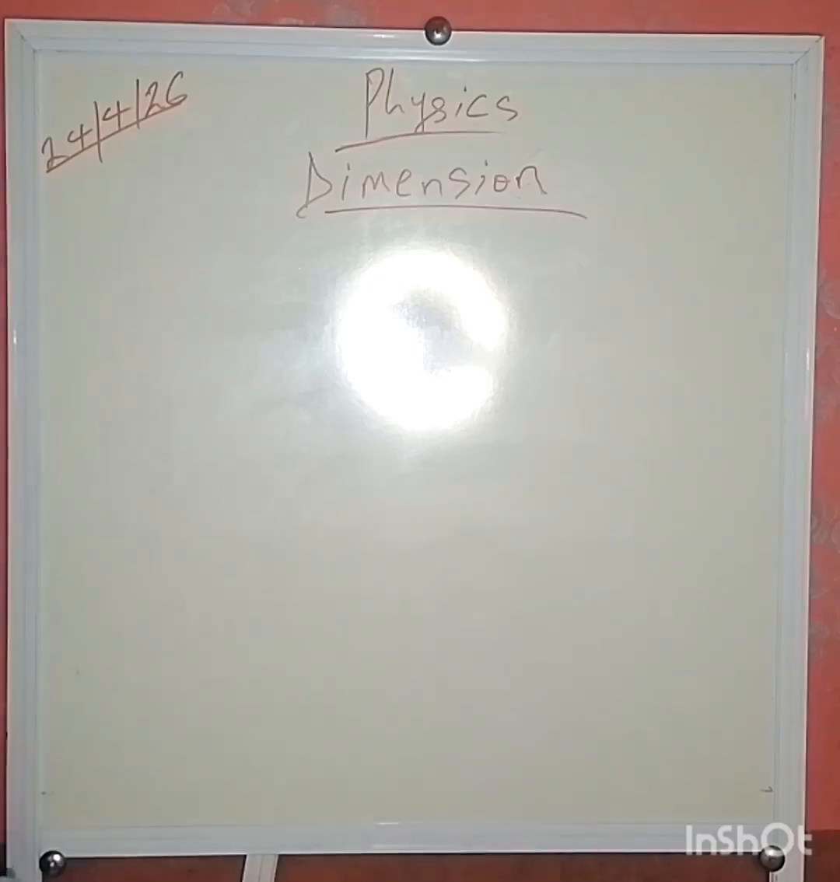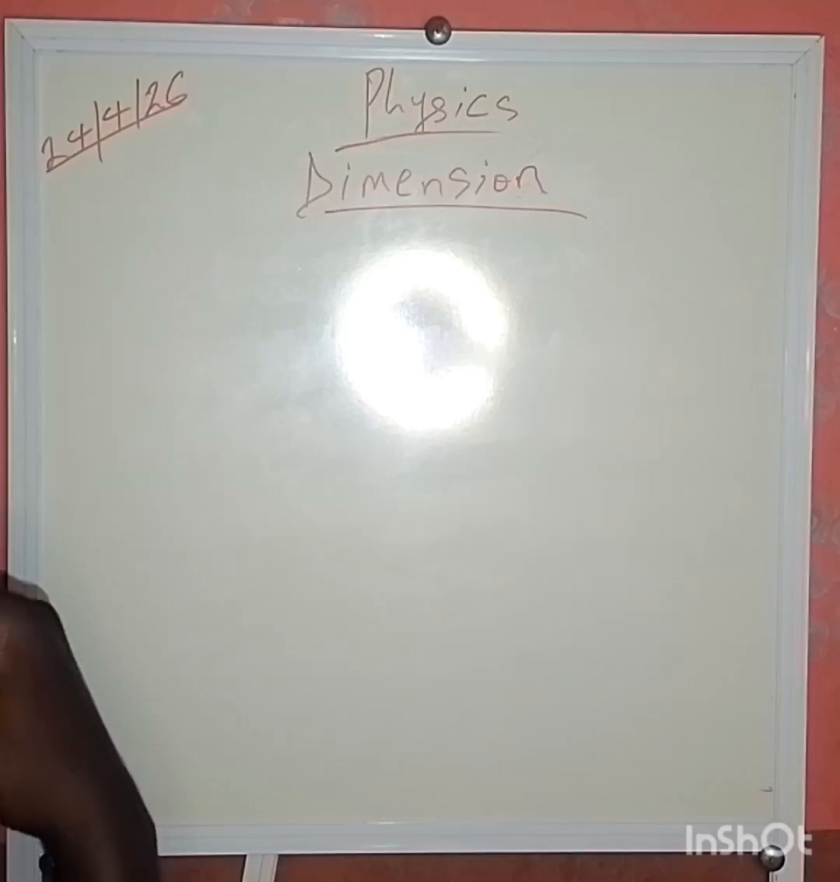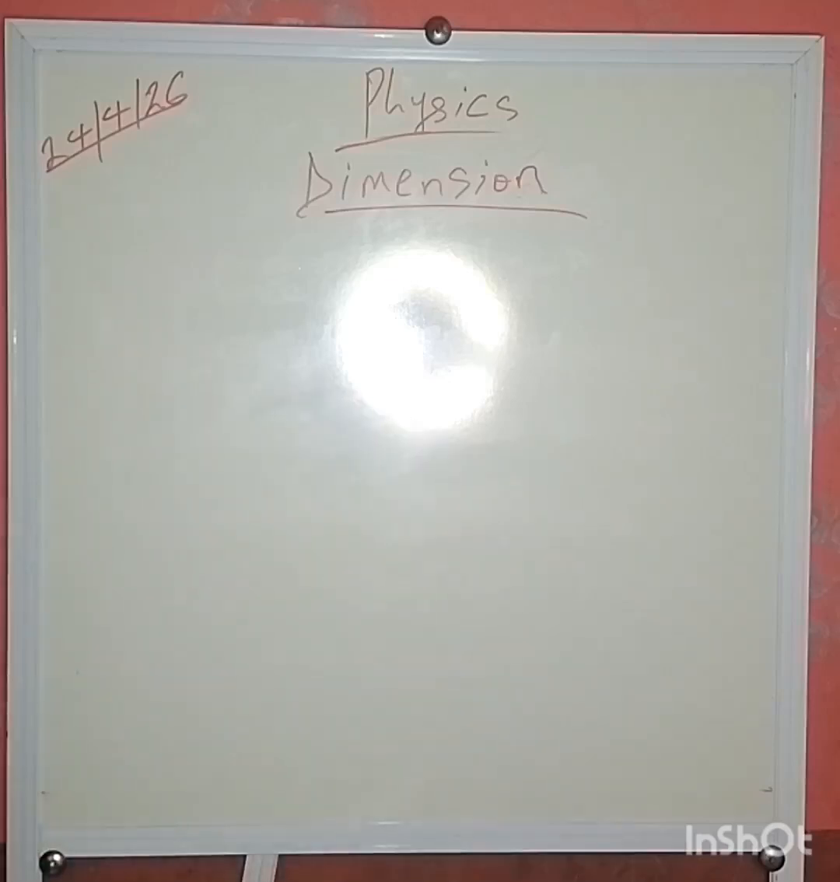The dimension of a physical quantity indicates how a physical quantity is made up in terms of the international system-based quantities. Now, what we want to look at is that we can use dimension to check whether a physical equation is correct or not. We can also use dimension to derive the exact form of a physical equation.